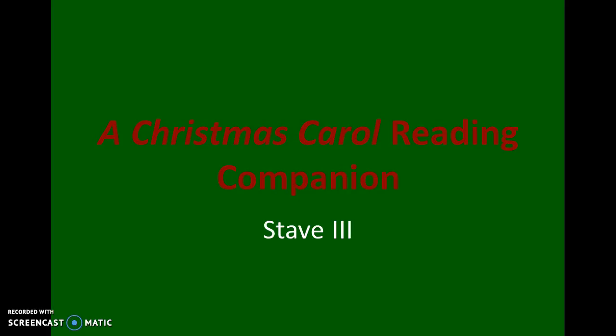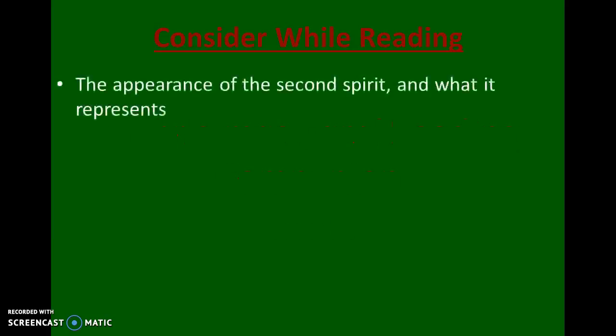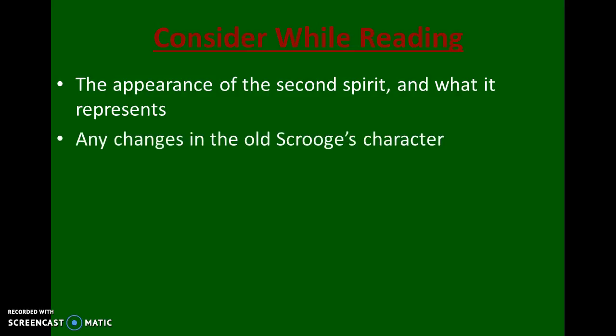In this video we're going to be looking at some of the important characters and events from the third stave. Some things to consider while you're reading are the appearance of the second spirit, the ghost of Christmas present, and what that spirit represents, because each of the spirits in the book is symbolic of something. It's very important to understand what the spirit is showing Scrooge and the impact that's having upon Scrooge.